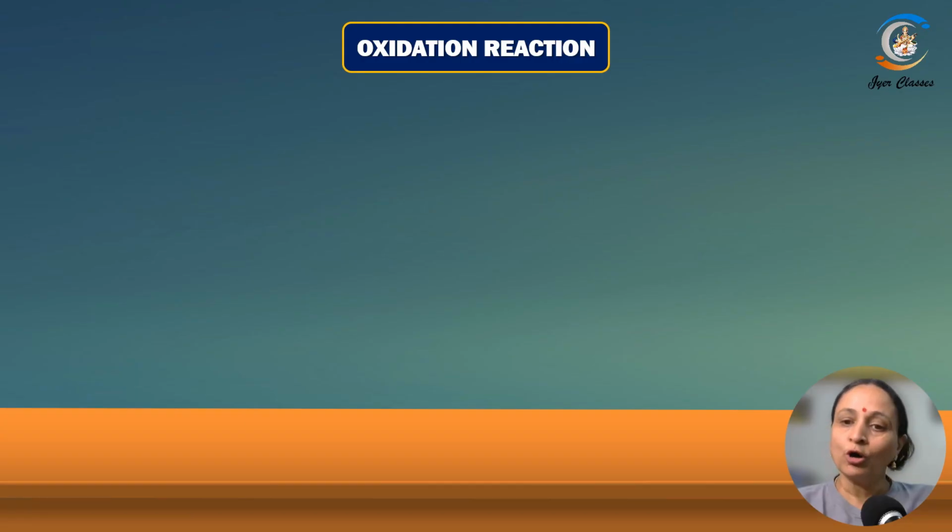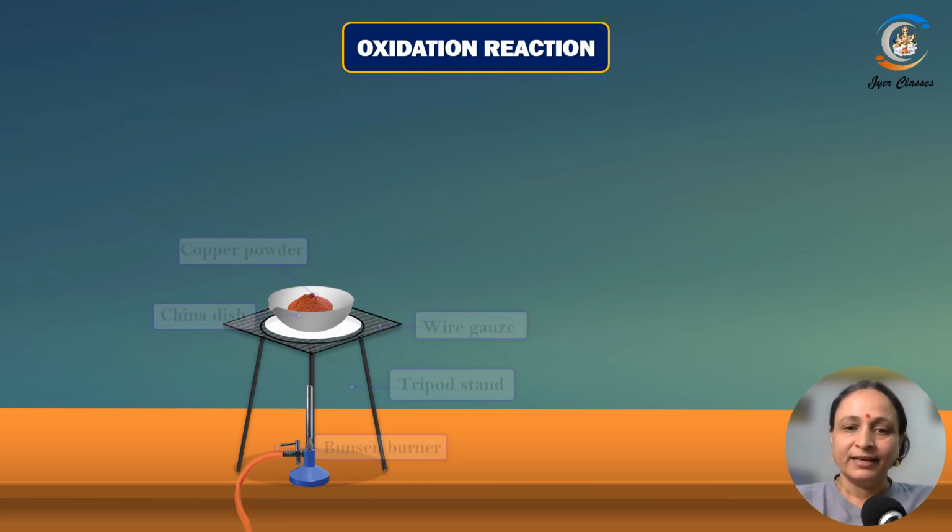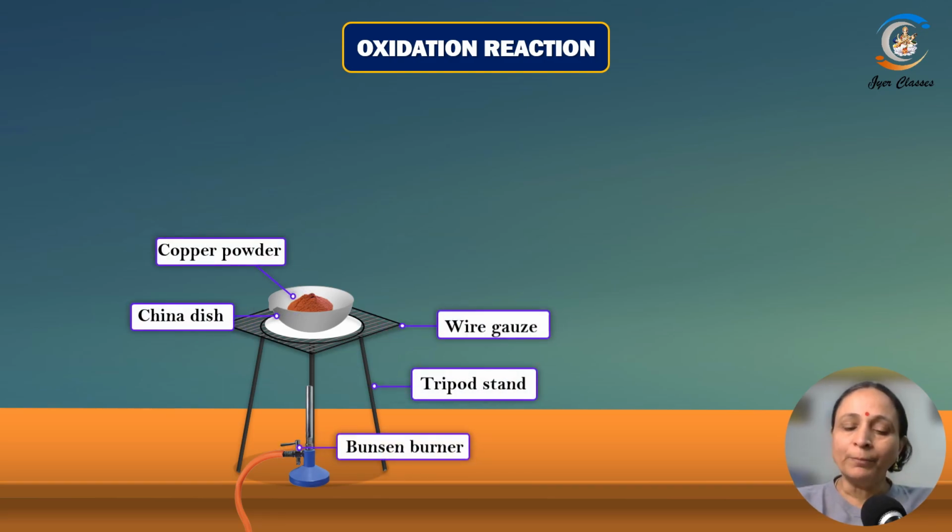Okay, so for the oxidation reaction, we take some copper powder in a china dish and put it on a tripod stand. This is the tripod stand. On this you put a wire gauze and then a china dish. A china dish does not get damaged by heating. In that you take copper powder and put it on the burner. Right? What will happen now?